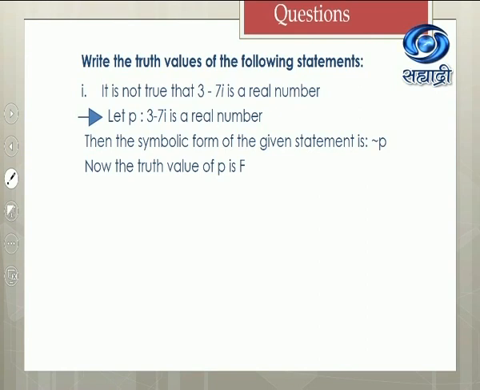3 minus 7i is a complex number. It is not a real number. So obviously the truth value is false. Negation will be true. Okay, so the truth value of the given statement is true.